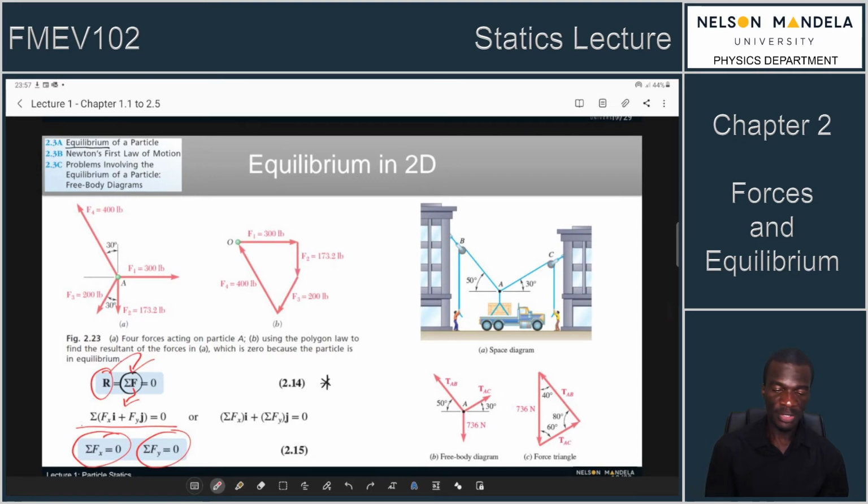Now, Newton's first law of motion is what governs the equilibrium condition. What does it say? We say that if any body, or every body, remains in its state of what?